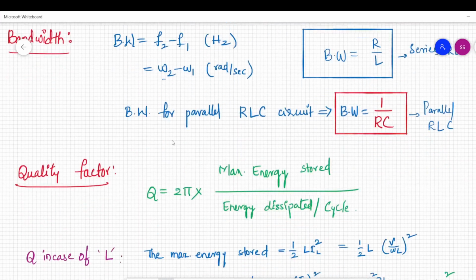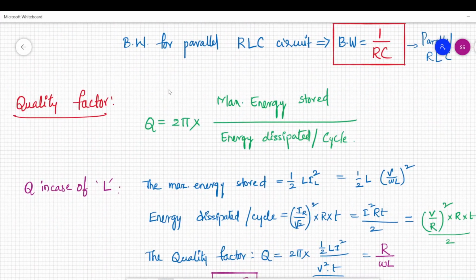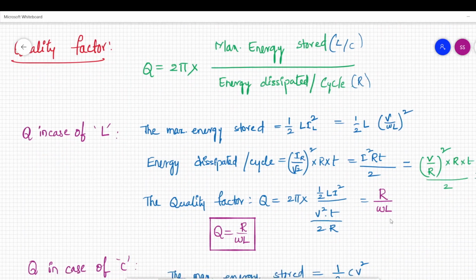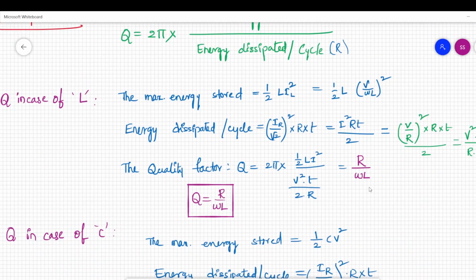Now let us see the quality factor for parallel RLC, that is 2 pi into maximum energy stored by energy dissipated per cycle. So here there are a few modifications. The energy storage will happen in the inductor or capacitor. Energy dissipation will happen in the resistor. We already know this, right? So now let us see what is the quality factor for inductor in parallel RLC.